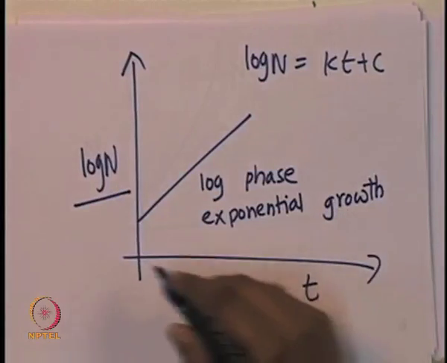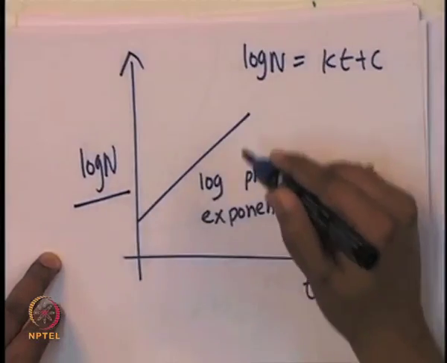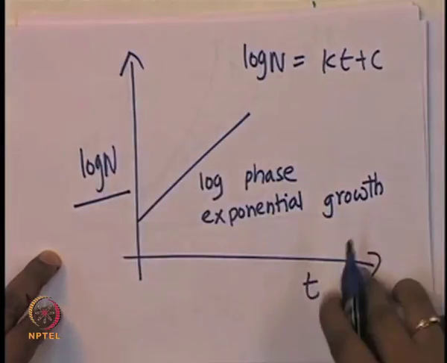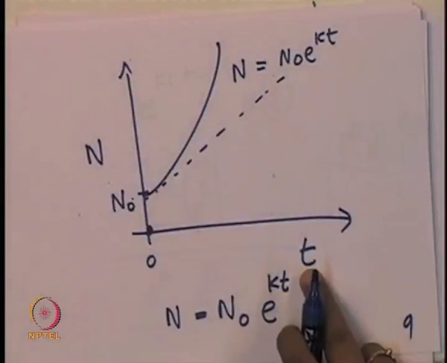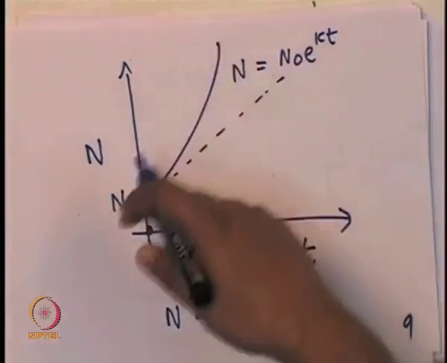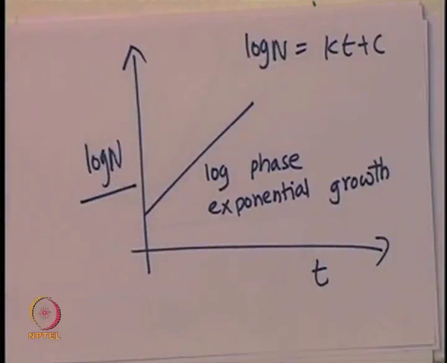So, exponential growth sometimes you can see drawn as a straight line, that is because you plot log n versus t. If you plot on the other hand n versus t, it will look like an exponential graph. So, it depends on what you draw. People sometimes call it exponential phase, sometimes people call it log phase. So, essentially it is the same thing.